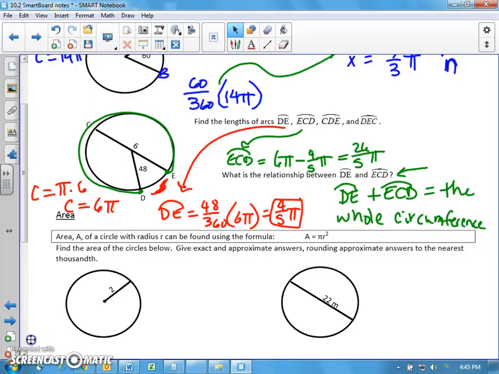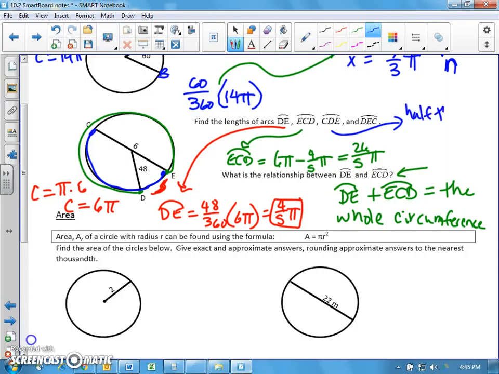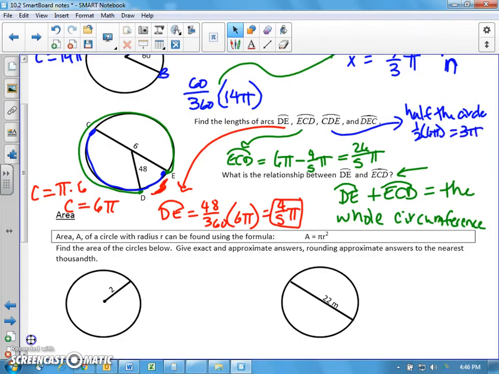So let's look at the others. I have arc CDE and arc DEC. Well, let's look at CDE. C starts here and goes through D and stops here. Think of this as part of the circle. This is half the circle, which means it's half the circumference. So it's half of 6 pi, so it would be 3 pi.